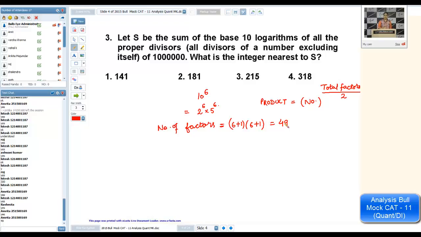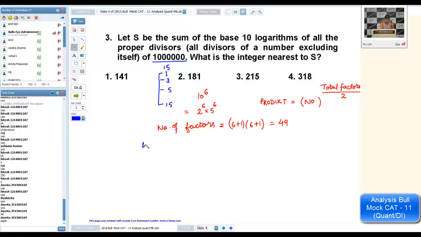Basically, to understand the meaning of the question, I am taking a smaller example. Suppose instead of this number 15 is given. So what do we want to find? We want to find log 1. I am writing all the factors of 15. They are 1, 3, 5, 15. So what is asked? Log 1 plus log 3 plus log 5. And log 15 we cannot take since we are talking about all the proper divisors. So in case of a bigger number, 10 raised to power 6, it's a very huge number, I'll apply log's properties.